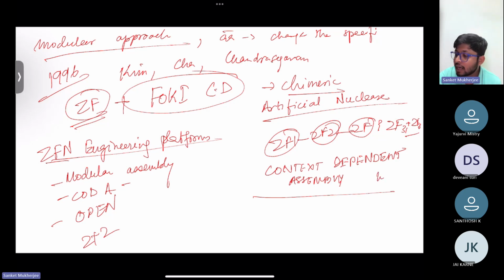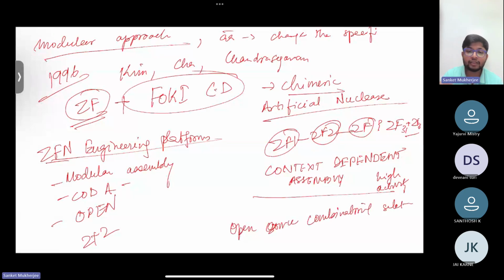Again, there is high specificity or high activity of these zinc fingers. Then there is OPEN, oligomerized pool engineering, an open source combinatorial selection of zinc fingers.